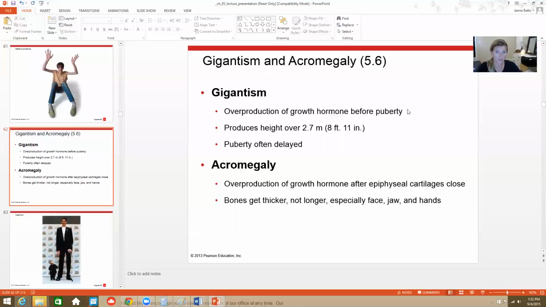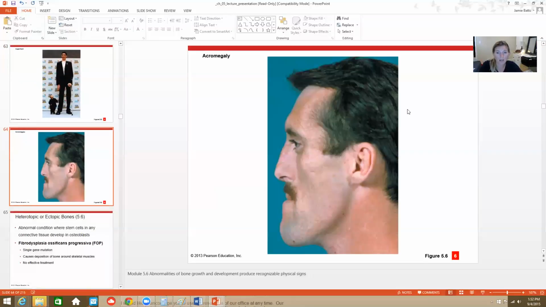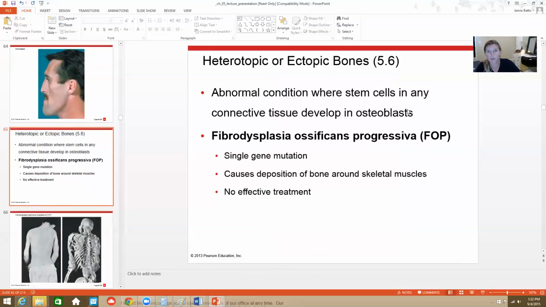Gigantism is the overproduction of growth hormone before puberty, so you get very, very tall. Puberty is usually delayed in these individuals. And then acromegaly, which is where the growth hormone continues to be released even after the growth plates have sealed, so your bones get very thick. So this would be very strong jaw, big hands, and so on. So this is gigantism, just very, very long bones, very tall. Versus acromegaly, which this individual has, again, very strong, pronounced jaw bones, thick, heavy bones there.